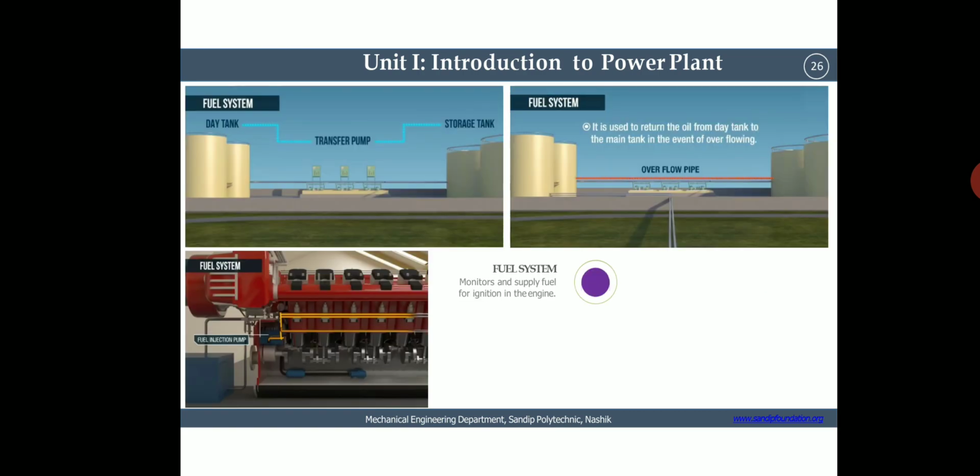In the fuel system, you can see that from the day tank to the storage tank, a transfer pump is used. Then the fuel injection pump is used, which monitors and supplies fuel for ignition of the engine.